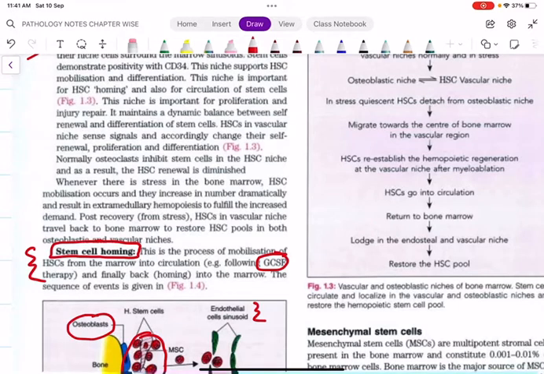The stem cells from the bone marrow will come out, and they will form the new blood cells, and they will again go back. So what will happen in the peripheral smear or in the peripheral blood is that all blood components will be newly formed. I hope this point is clear.